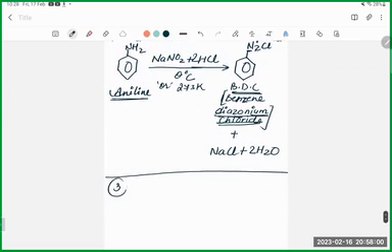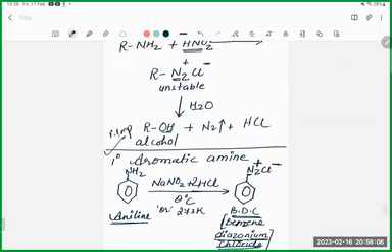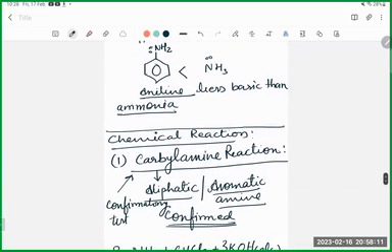Now the next reaction, which is very, very important. These are also very important. Hridaya, this is very important. Your carbylamine test is very, very important. It is an important topic, even for the practical portion, for the viva voce.